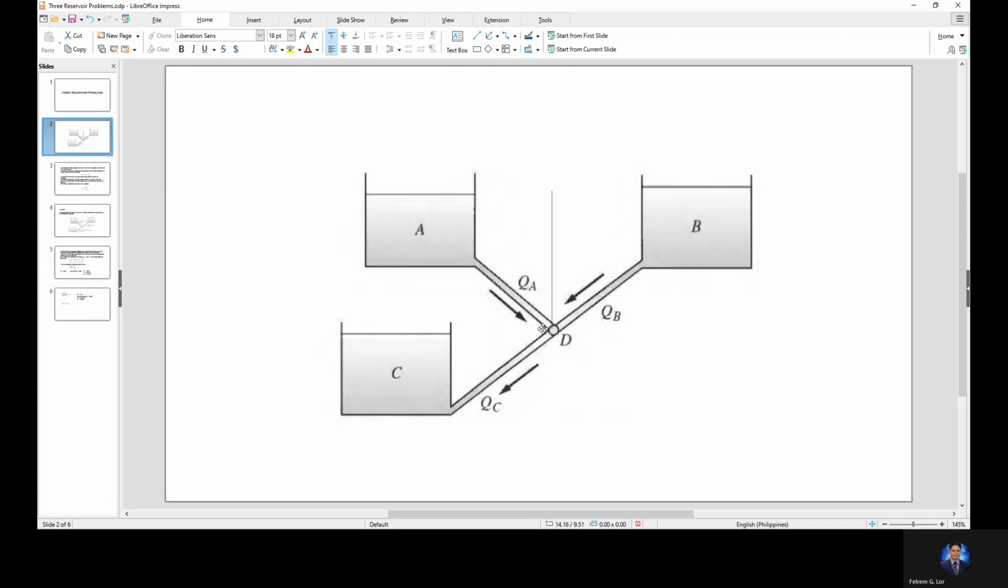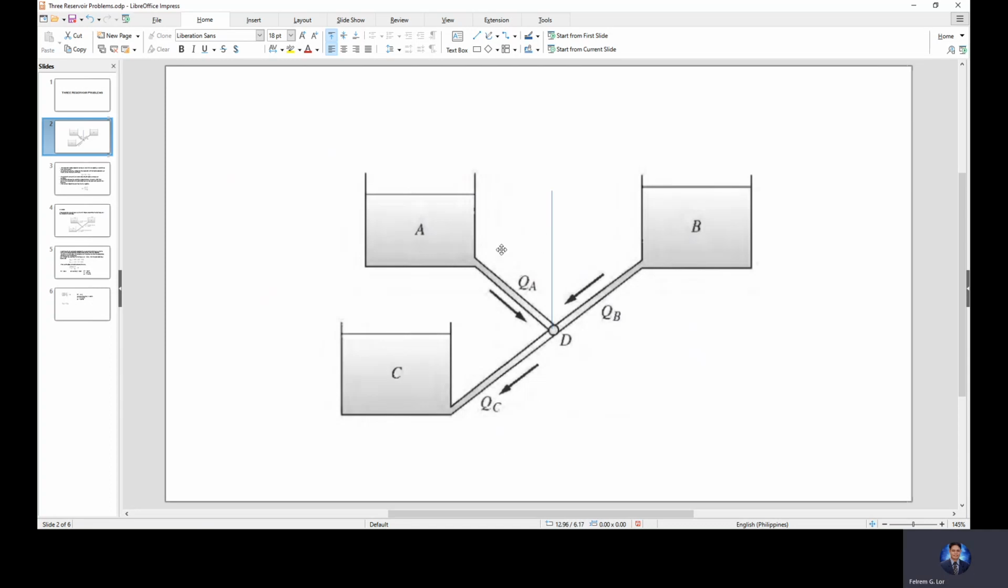Okay? If the situation is different, if the flow at pipe B is greater than C, meaning C is smaller and B is bigger, then the water flows from D to A. So the water flows from B to D, and some of the water from B goes up to A. Not all of it goes down to C. Okay, that is our assumption.